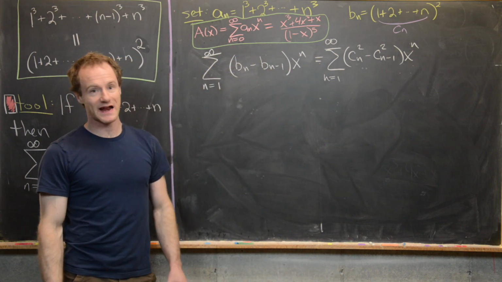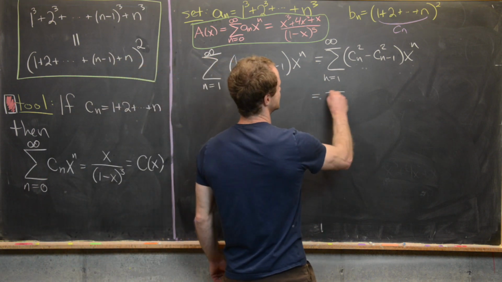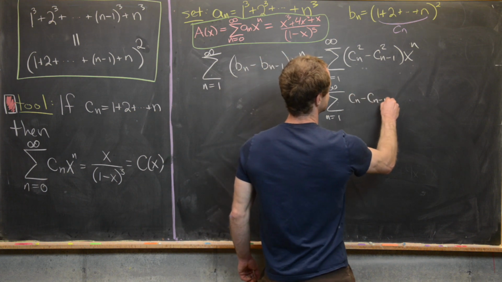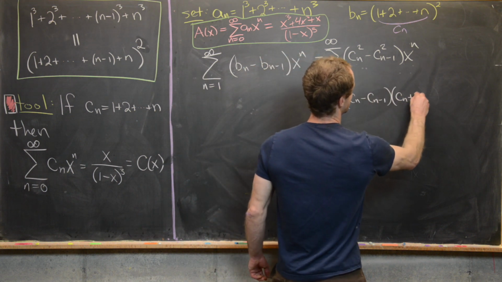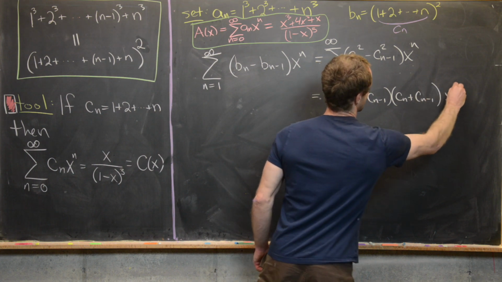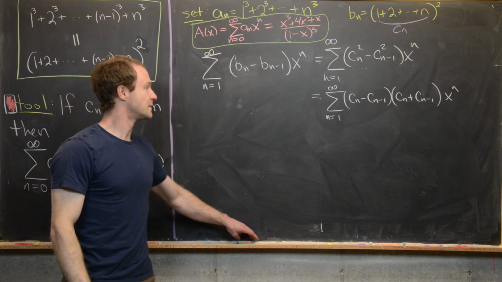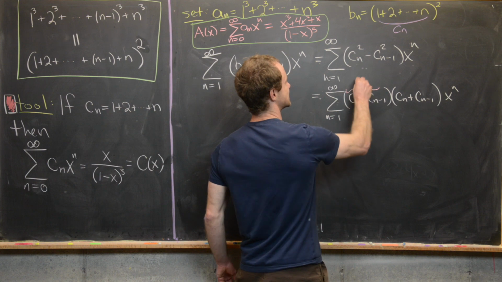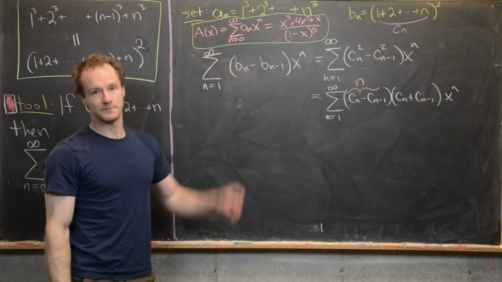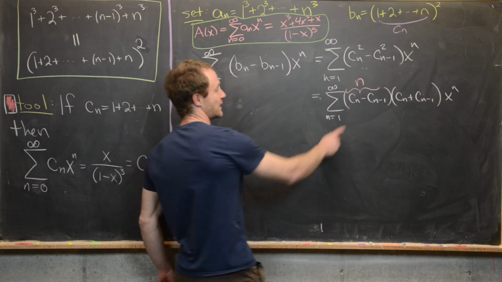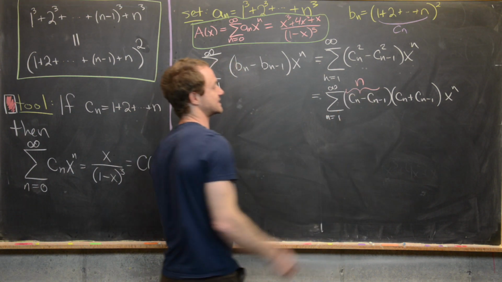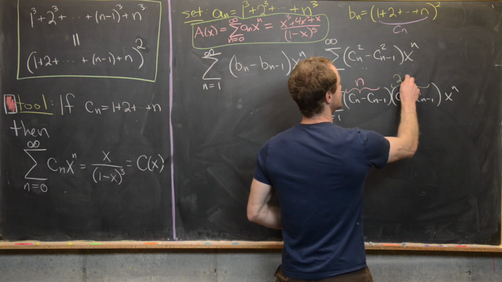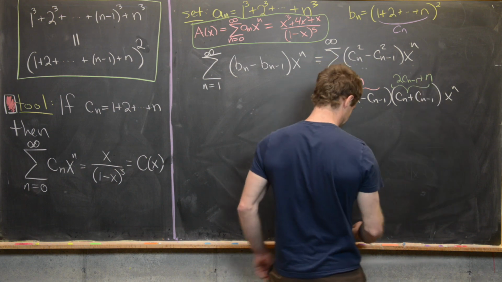Now I want to factor that right-hand side as a difference of squares. So I can do that. I'll get the sum n equals 1 to infinity of (c_n - c_(n-1)) (c_n + c_(n-1)) x^n. Okay, good. But now we know that c_n - c_(n-1) by some calculations that we made before was just n. But that means we can replace c_n with n + c_(n-1). And that's going to allow us to write this bit as 2c_(n-1) + n.